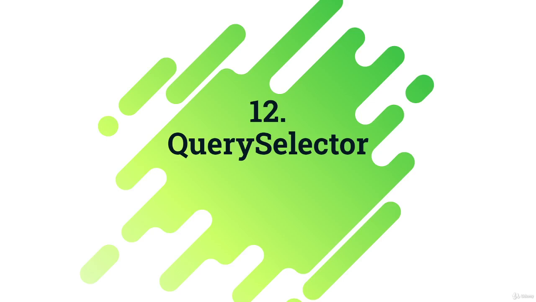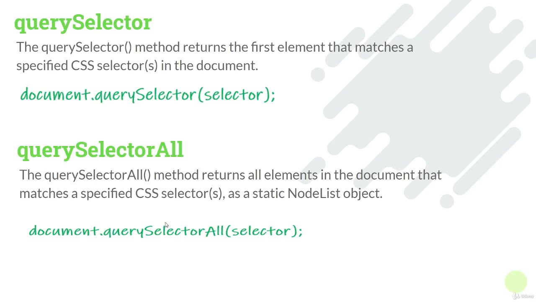In this video, we'll talk about query selectors. There are two types of query selector: one is querySelector and one is querySelectorAll. We use the querySelector method if we want to fetch only a single element. And if the query matches multiple elements, it fetches only the first element that matches the CSS selector we are using.